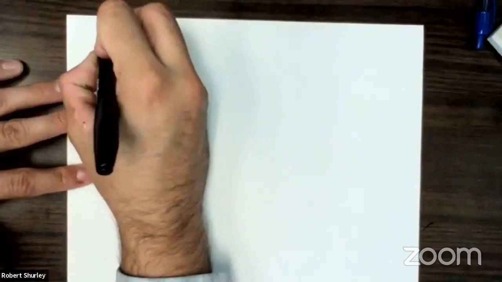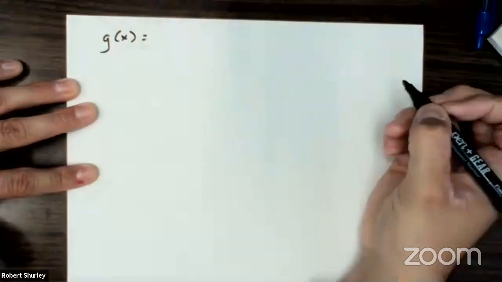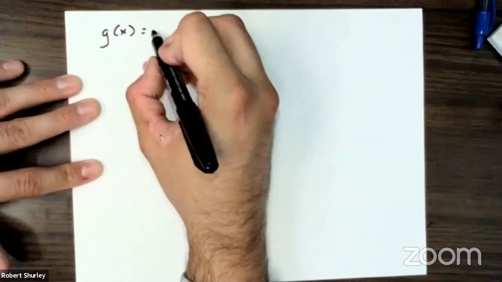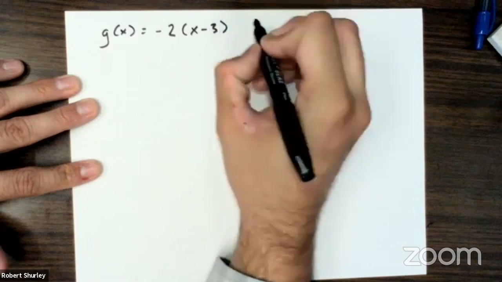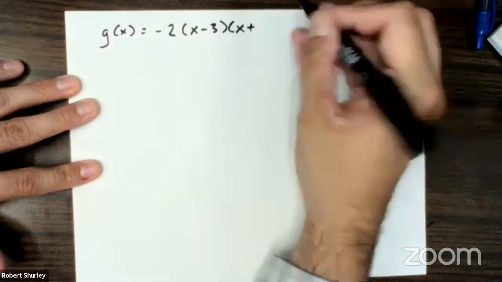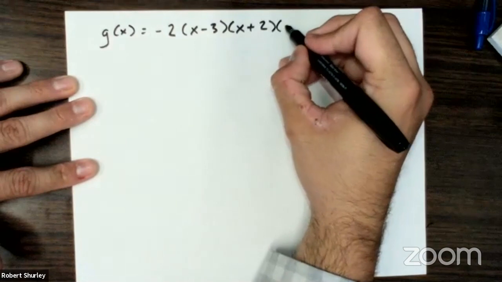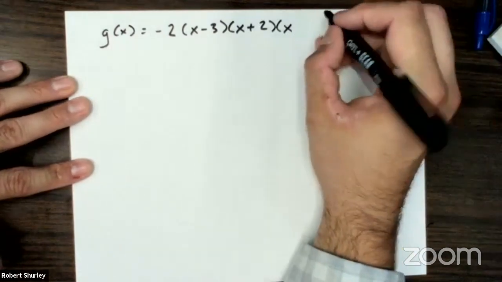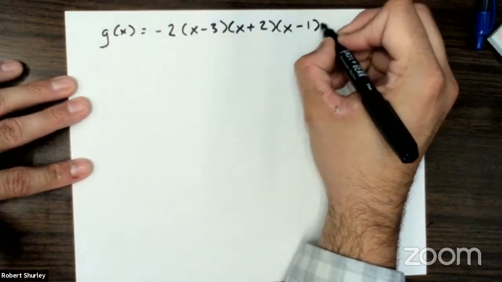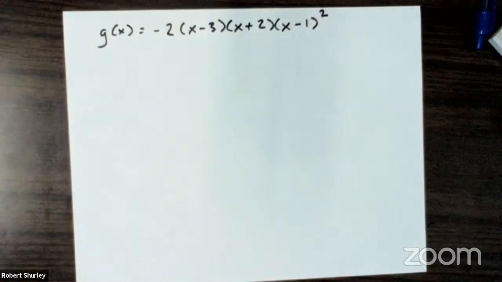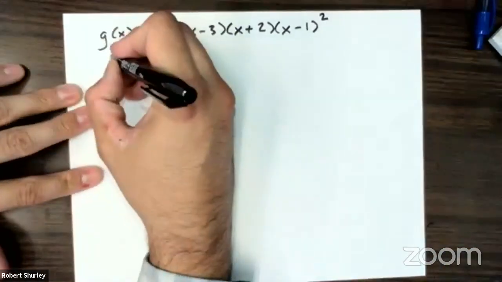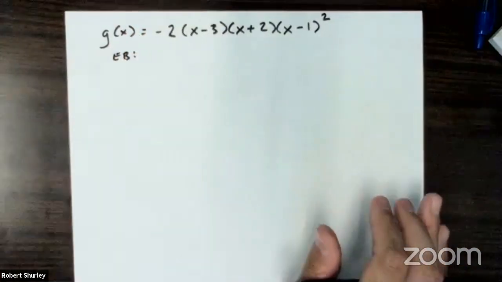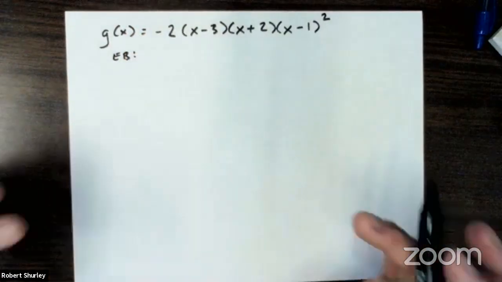So let's call this one g of x. We've got g of x equals -2 times (x minus 3) times (x plus 2) times (x minus 1) squared. So we've got this one that's already factored, and it turns out to be a lot easier to graph. Now I'm going to do the end behavior again because we need it to graph.